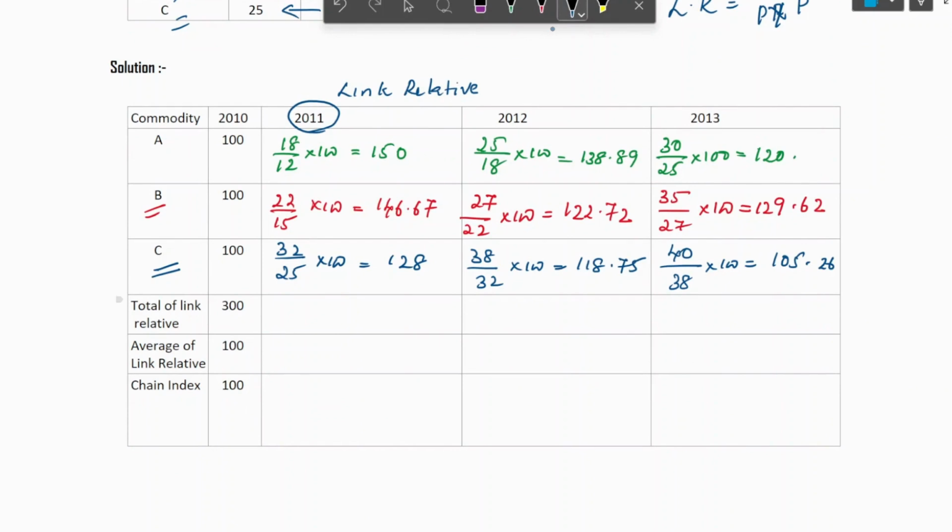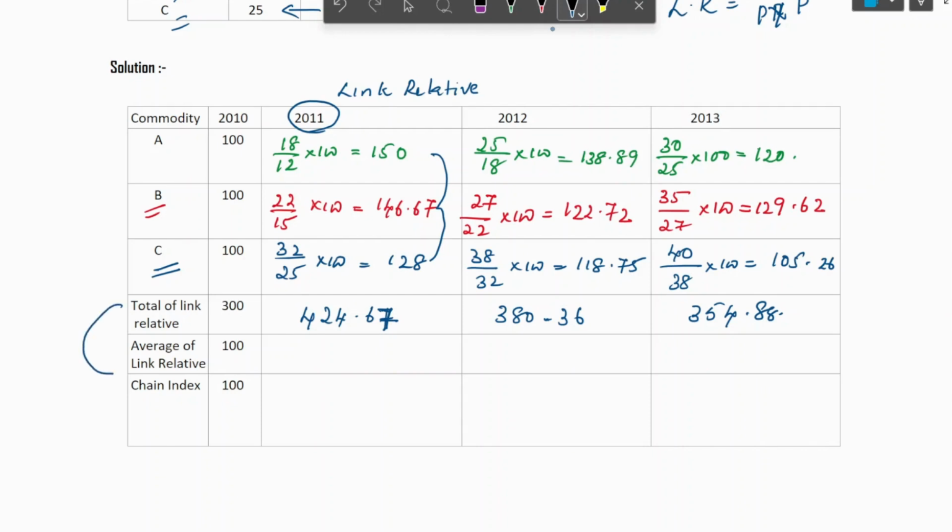the total of link relative. That means you are adding these three, 1, 2, 3, and the same way you are adding here, you are going to get 424.67. Next 380.36. Last one 354.88. That means you have added the link relative for the particular year, that is, the total for 2011, 2012, 2013. What is 2010? That is 300.